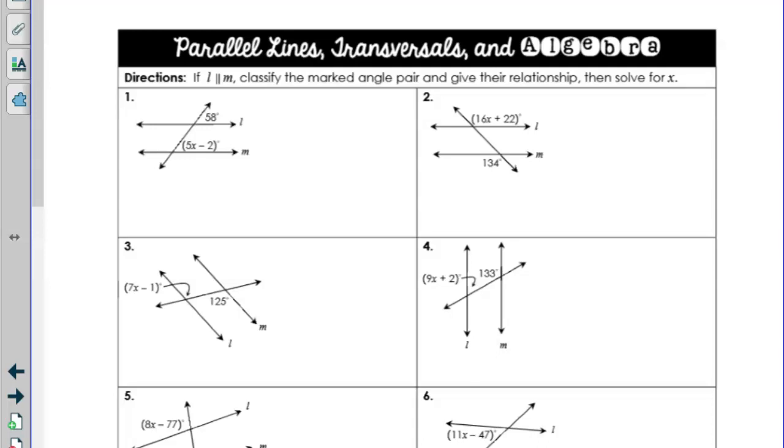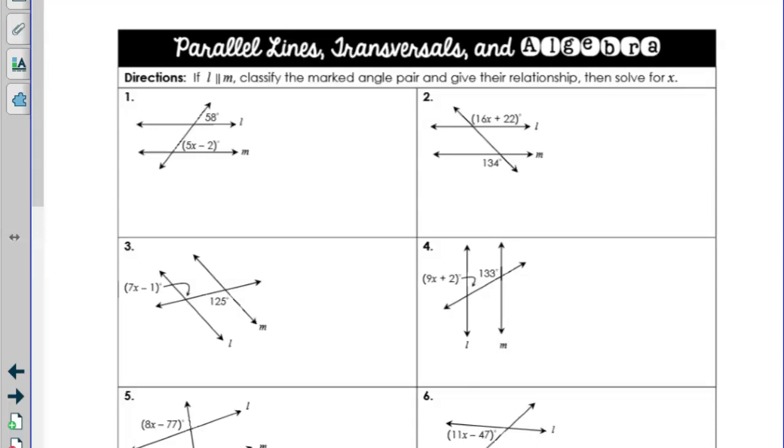Fourth angle pair and give the relationship and then solve for x. Okay, so we're going to classify it, which means is it alternate interior, alternate exterior, corresponding, or one of those. And then you're going to give the relationship, meaning congruent or supplementary, and then solve. So there's three parts.